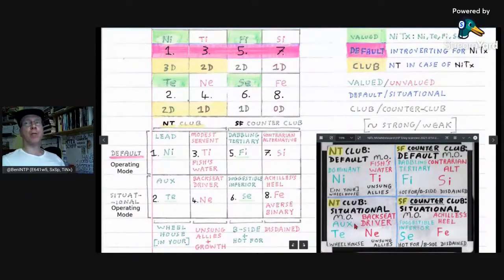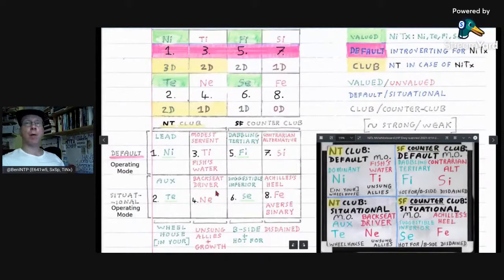This is the unvalued situational club function. This one is the valued situational club function. So, how INTJ uses NE. In my system, it's one dimensional in that it's a club system, but it's not valued and it's not default. The reason it's not default is because it's not an introverting function.